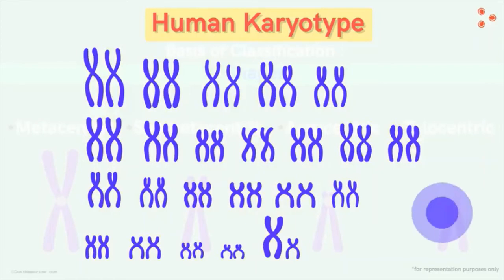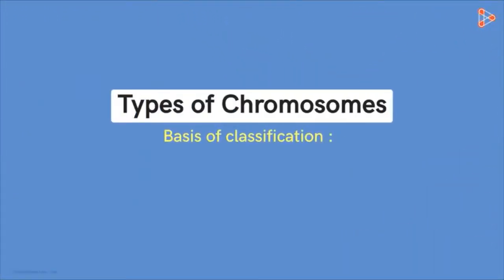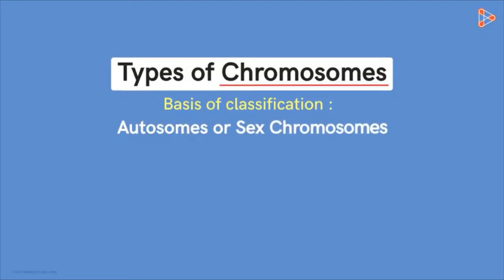But what is a karyotype, you may ask? Well, it's one way of representing all the chromosomes found in a cell. This is how chromosomes are classified on the basis of their structures or shapes, to be precise. Now let's have a look at the other type of classification. This is a much simpler type of classification. Here, the chromosomes are classified by whether they are autosomes or sex chromosomes.